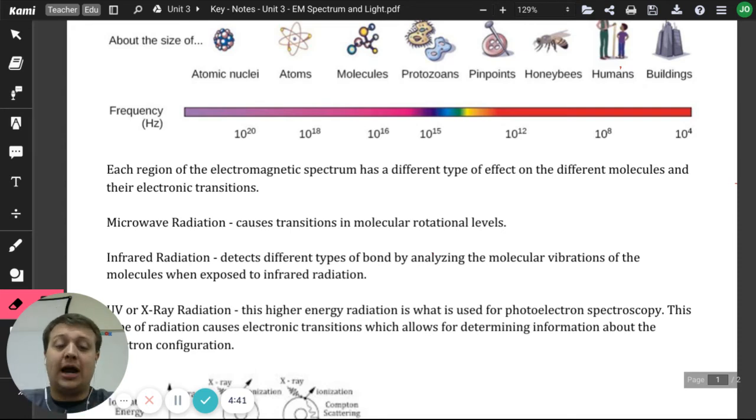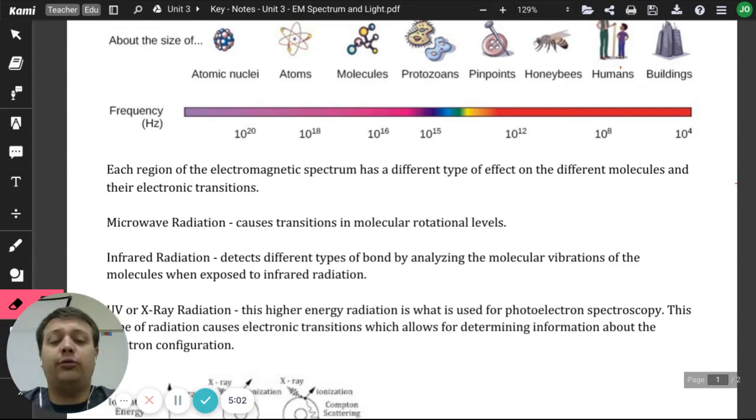If I'm talking about a microwave, what microwaves do is cause an atom or a molecule to spin. So it's going to change its rotational level, is what we call it. If we're talking about infrared radiation, what it's going to do is cause a molecule to vibrate in place.